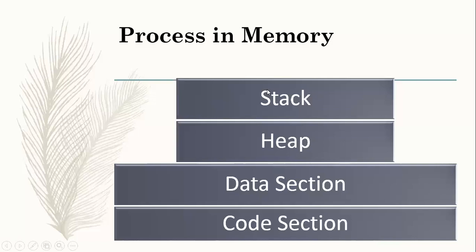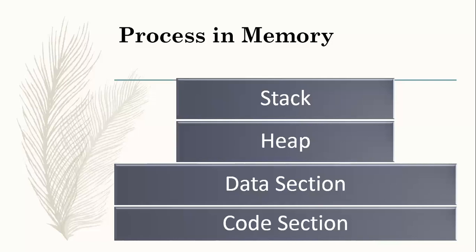Now, why do we use stack? Stack is used to hold temporary data such as function parameters and return addresses. If you have recursive calls, then those recursive functions will be stored here so that they can be called continuously. So all those things will be managed by stack. In this manner, the overall process gets stored in memory.